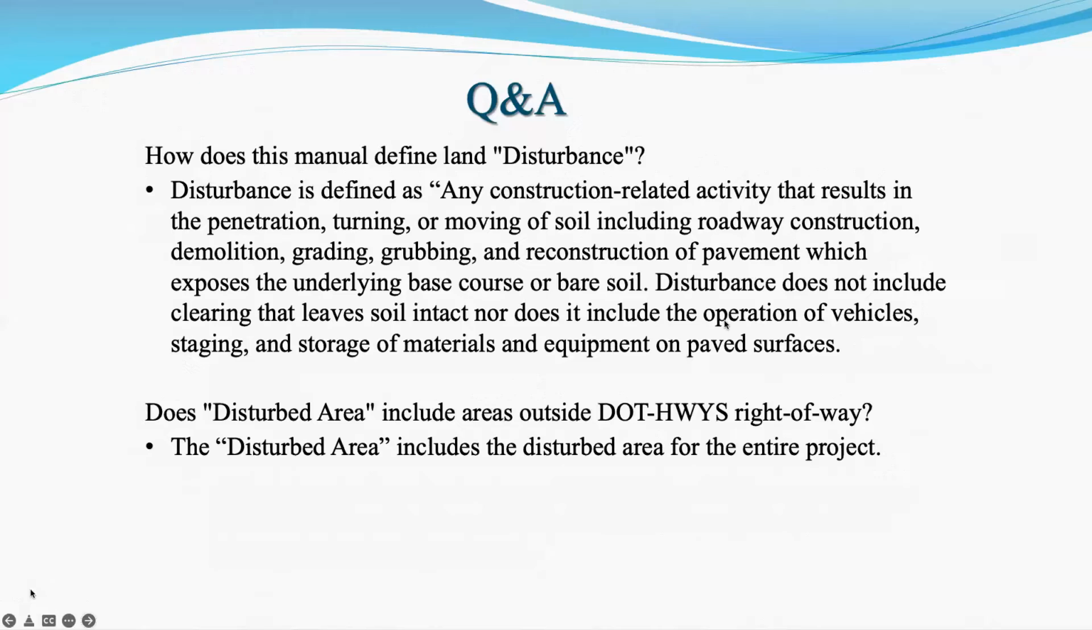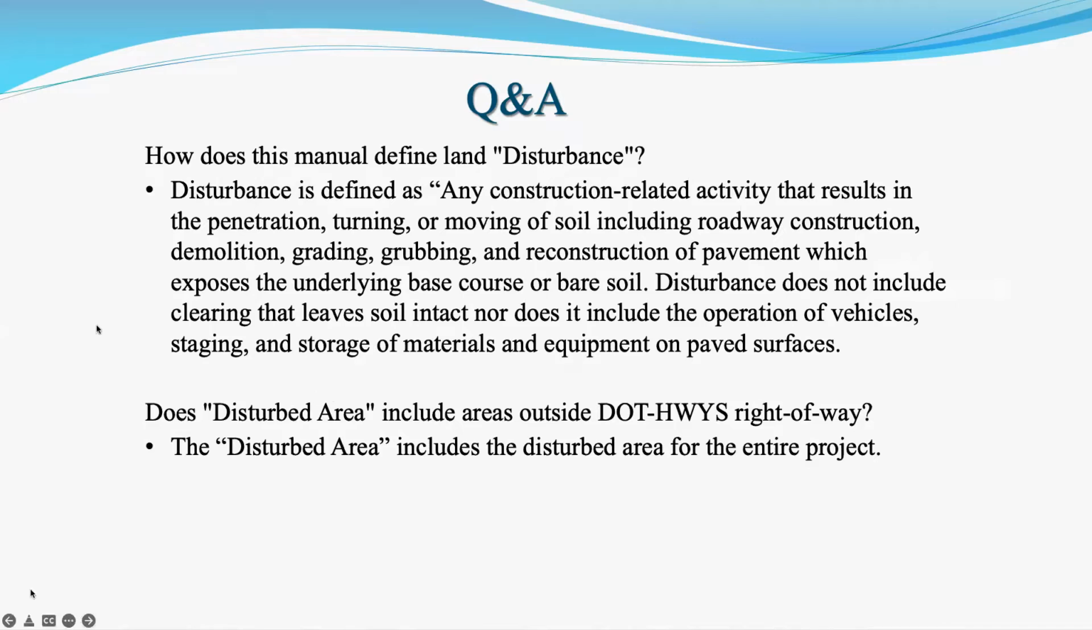And now I'm going to go into a few Q&As about the definition of disturbed land. So again, disturbance is defined as any construction-related activity that results in the penetration, turning, or moving of soil, including roadway construction, demolition, grading, grubbing, and reconstruction of pavements, which exposes the underlying base course or bare soil. Disturbance does not include clearing that leaves soil intact, nor does it include the operation of vehicles, staging, and storage of materials and equipment on paved surfaces.